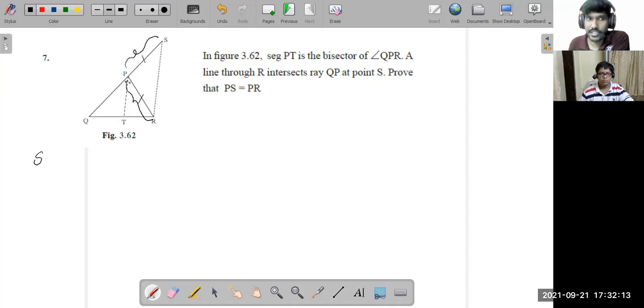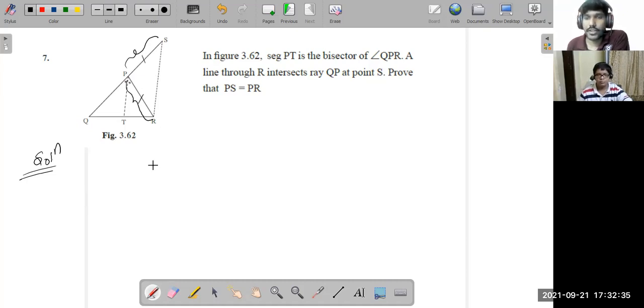What has to be done? Is that clear? We have to find that PS equals PR. You don't have to find, you have to prove that they are equal.